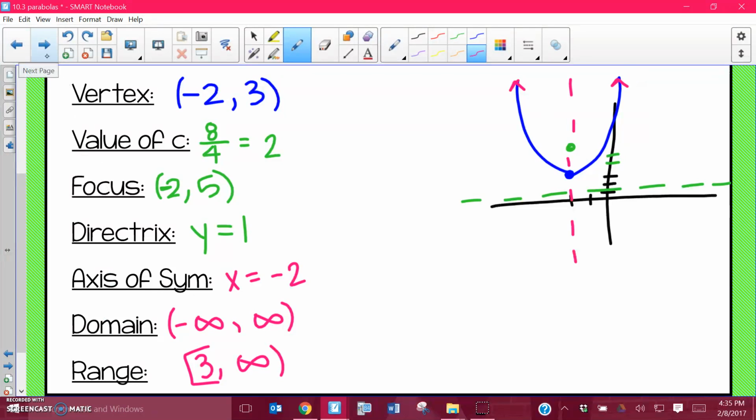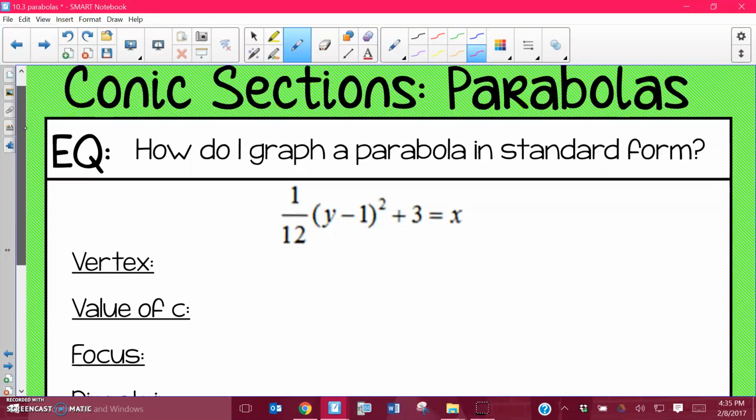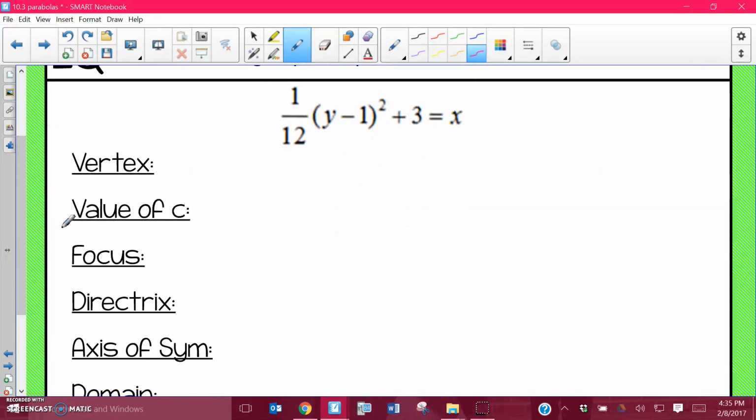Let's look at one that is not a regular parabola. So we have this guy. Now the thing that I'm worried about here is this parabola is not actually in standard form. I don't have it looking like what I want it to look like. So I'm going to go ahead and subtract 3 from both sides. And now I have 1/12 (y minus 1) squared equals x minus 3. Now the one thing you have to remember is that your number goes in front of the not squared term. So I've got to move this 1/12 over to the other side. And I'm going to do that by multiplying both sides by 12.